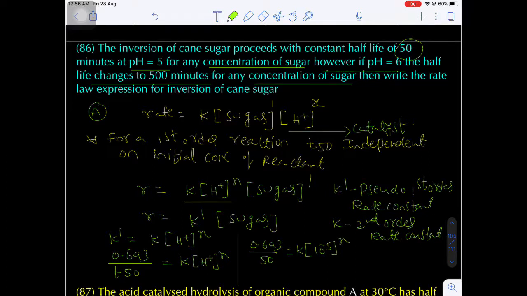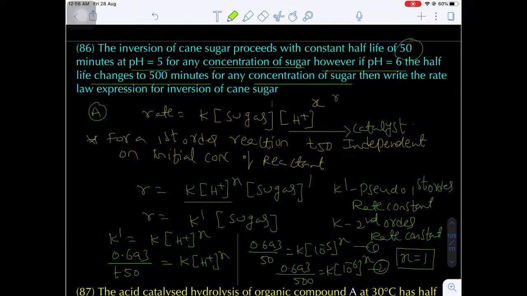And one more half-life is given: 500. So 0.693 by 500 will be equal to K times the H plus concentration at pH 6, that is 10 raised to minus 6, to the power x. By simplification of equations 1 and 2, you will get the x value 1. That means with respect to H plus ion concentration, the exponent value will be 1.